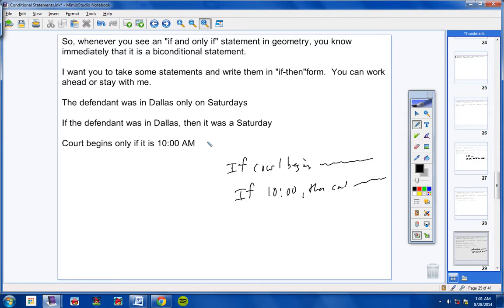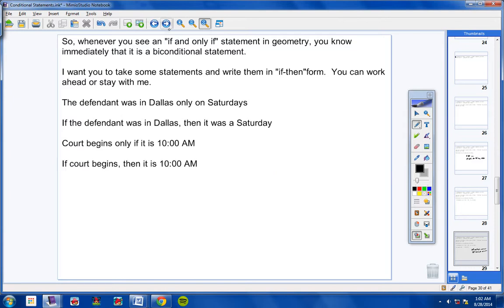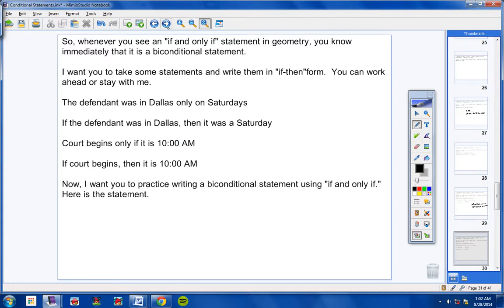But there are some days, maybe a Saturday, maybe a Sunday, when court's not going to be open. So you can't say if it's 10 o'clock, then the court is open. But what you can say is if court begins, then it's 10 o'clock. So I'm taking these statements, students, and I'm writing them in if-then form. And I hope you're getting this, okay? If court begins, then it is 10 o'clock in the morning, or 10 a.m., all right?